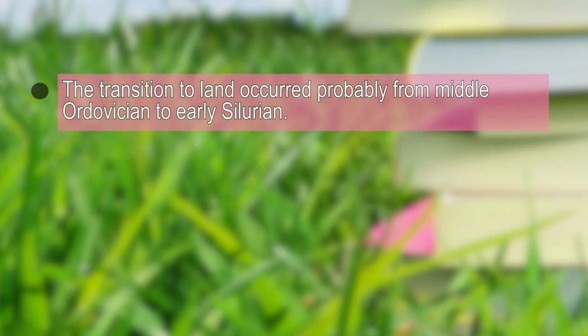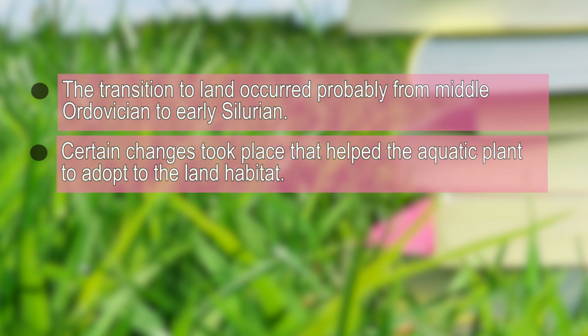Now we'll be talking about the transition to land habit. The transition to land habit is a very important event in the evolution of plants. Previously, the Earth's atmosphere was not suitable for any sort of growth, and most plants that we see in the aquatic environment were aquatic plants. Slowly, these aquatic plants colonized the land. How did they colonize? Obviously, certain changes took place.